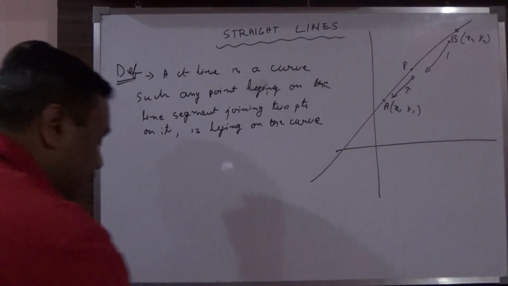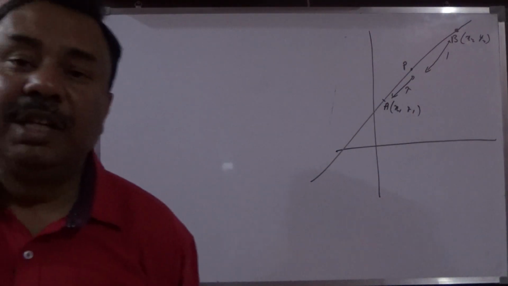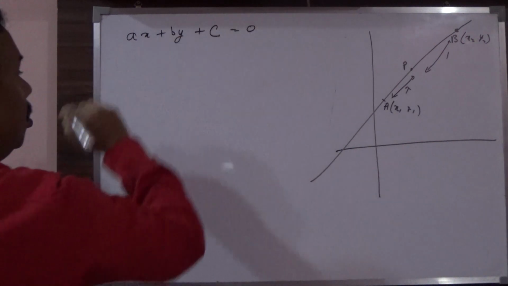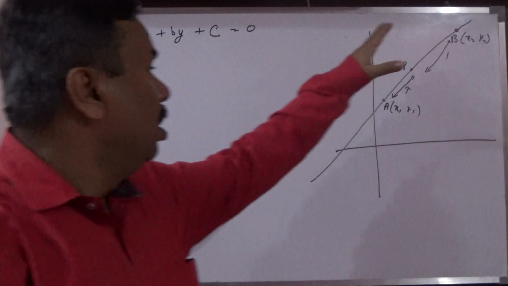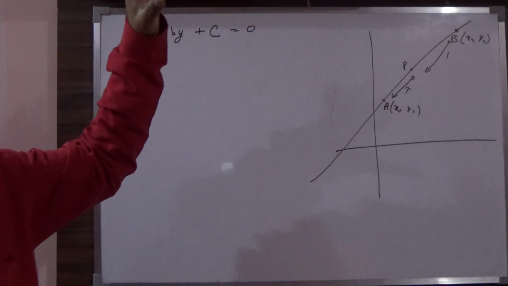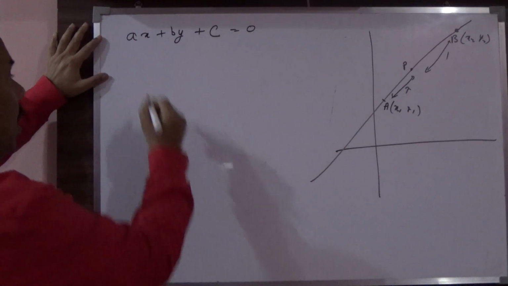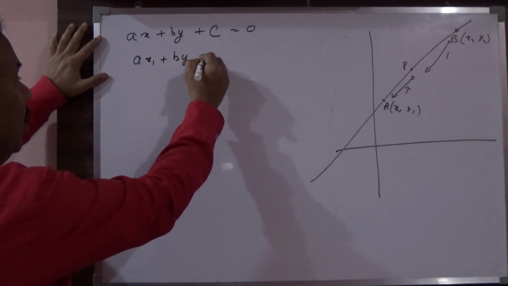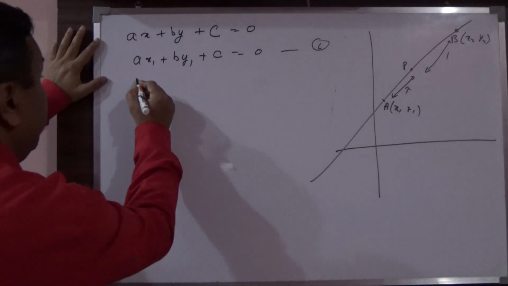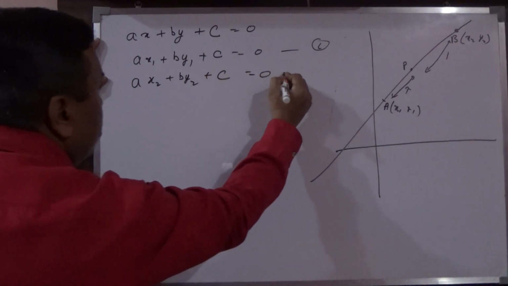Okay, I will take the standard form of a linear equation. Linear equation in two variables you must have studied in your junior classes. So what is the linear equation in two variables? That is ax plus by plus c equal to 0. I am assuming this to be a curve which satisfies this, so that I can prove that this is also a standard form of a line. Now if A is lying on this, that means a x1 plus b y1 plus c is equal to 0. First equation. Then the second equation will be for the second point, that is B: a x2 plus b y2 plus c is equal to 0.